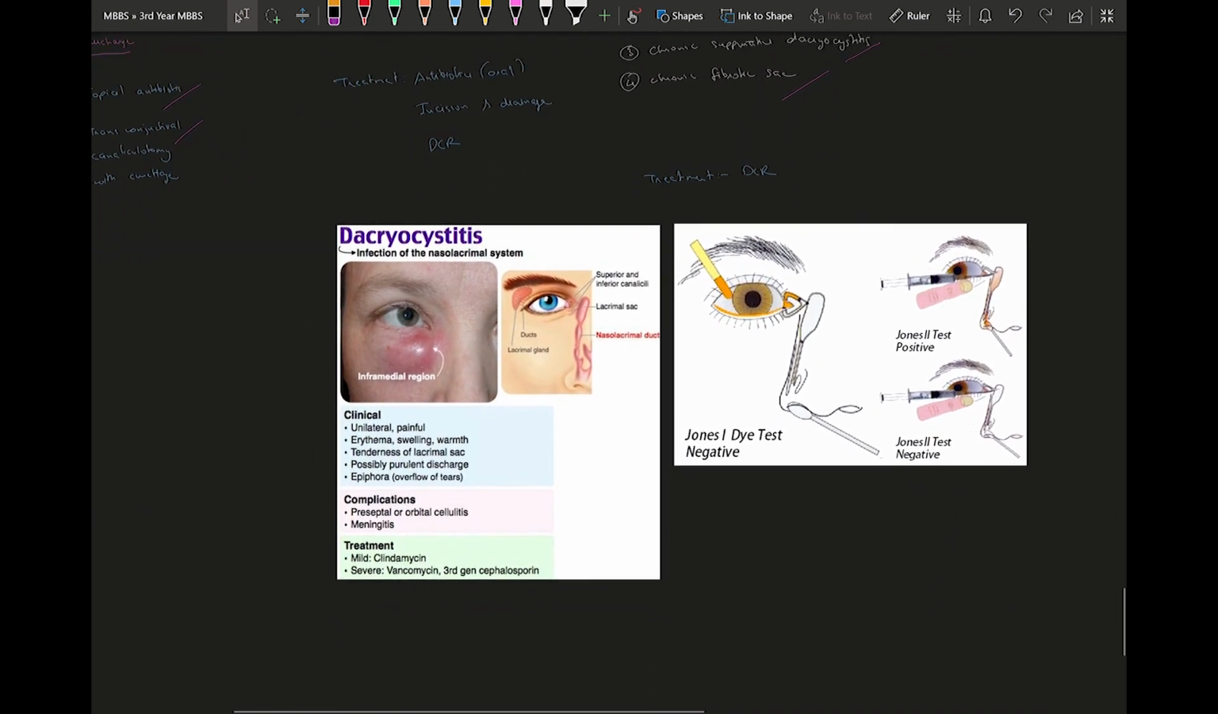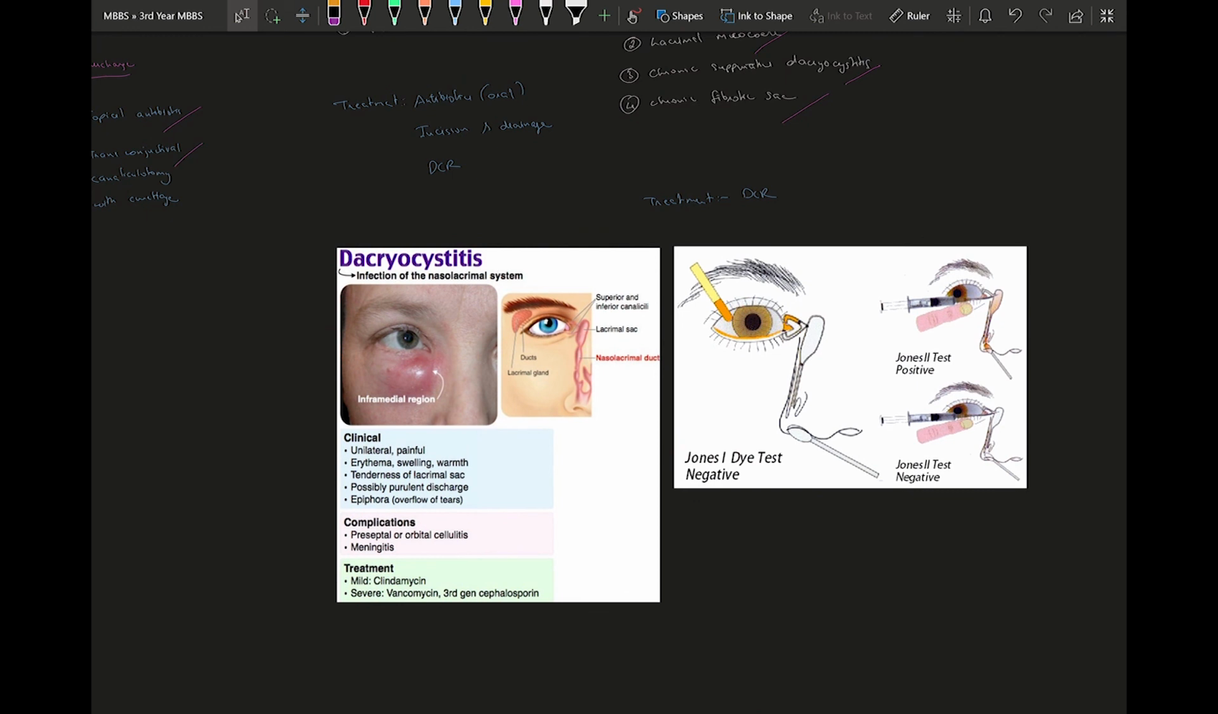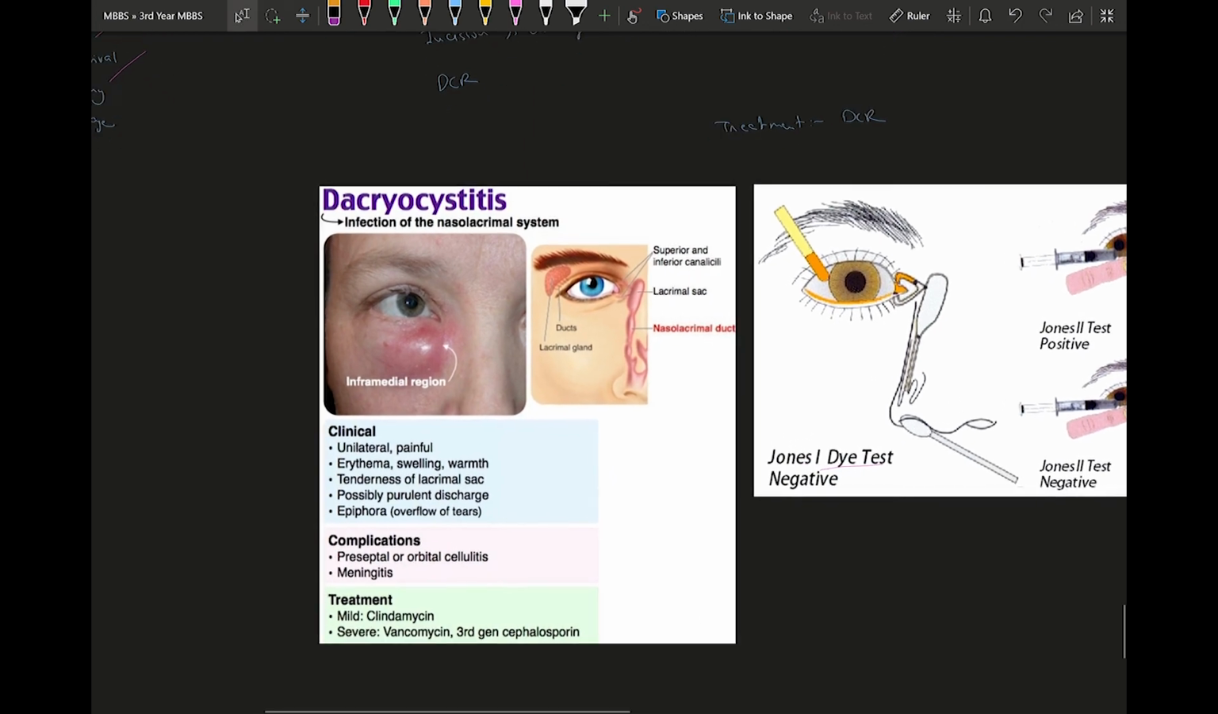When you're talking about dacryocystitis, there are two things which you need to know. The first is the syringing test to check nasolacrimal duct patency, and the second is Jones testing. There are two types of Jones testing. In one, you just put the dye over there and check if there's any regurgitation of fluid, and in the second, you actually syringe the dye inside and check for regurgitation. That is about Jones testing. And this is just a summary of dacryocystitis. Just have a good look at them.